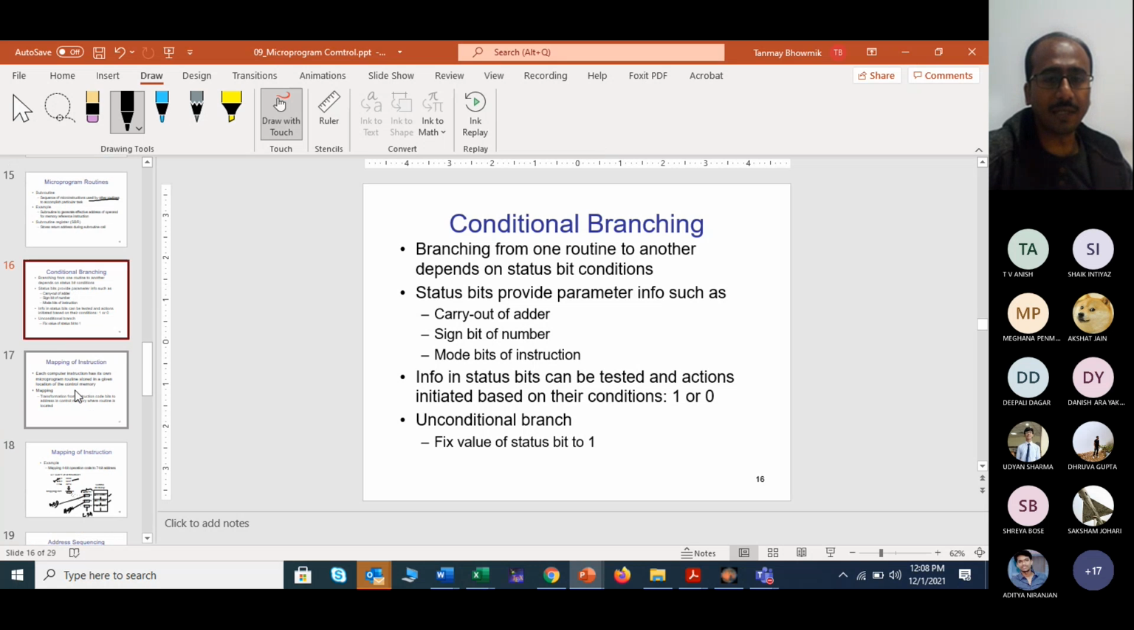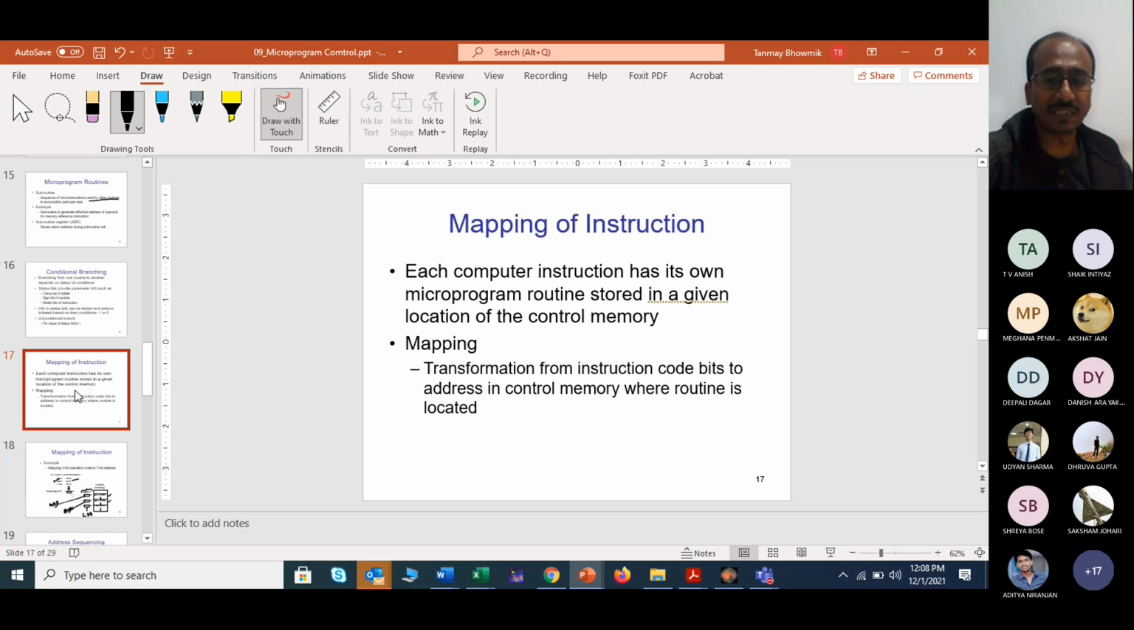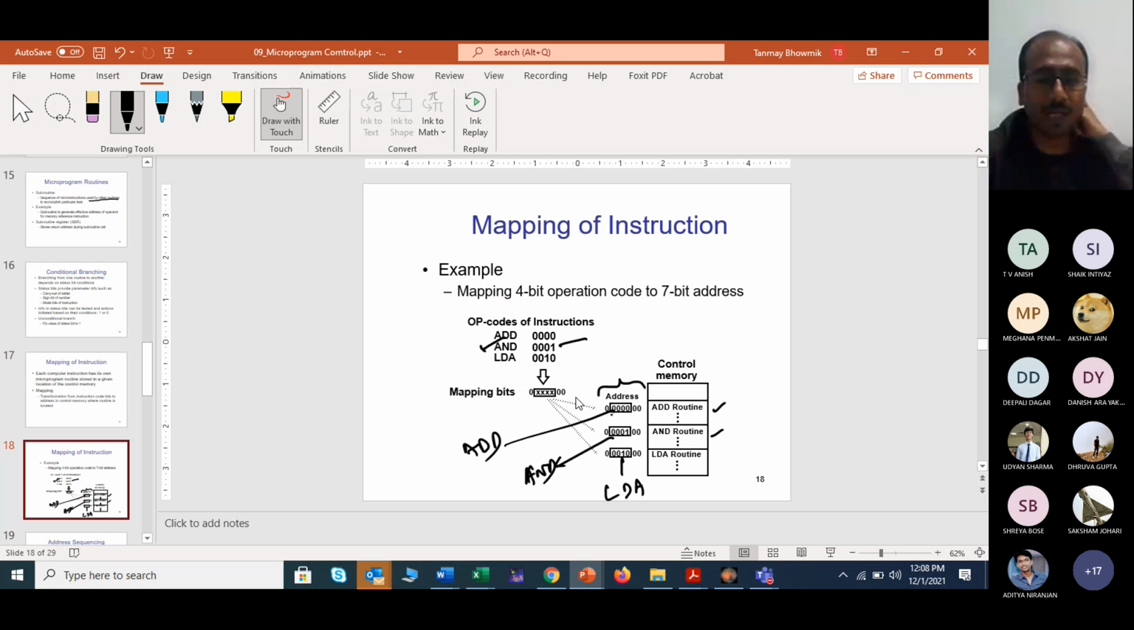Okay. So then if you go further, mapping of instruction is one very important part. I can directly go to this example. What is actually meant by this mapping of instruction? Till date you have seen some set of instructions, right? That means ADD and LDA.